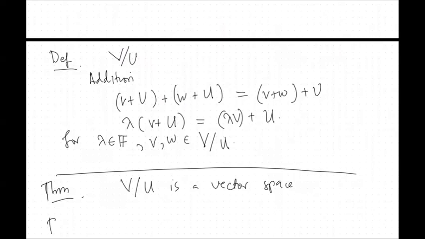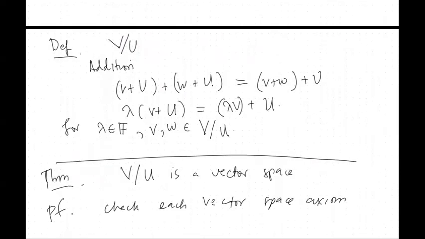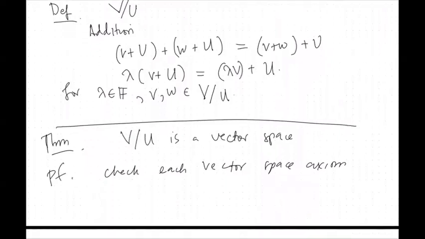The axioms, the proof that this is a vector space, just check each vector space axiom. So this is easy. You just check that we have the zero element, and we have all the other axioms of a vector space. Now we go to an important theorem.